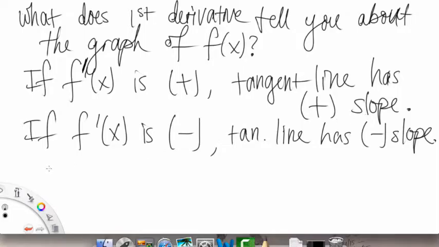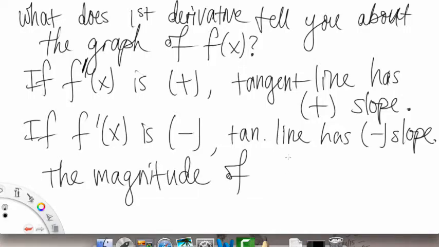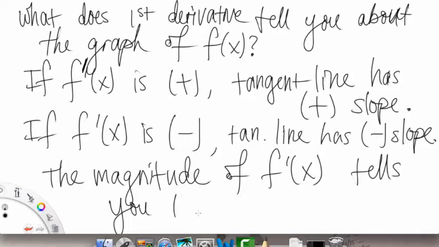Okay, and then what about the magnitude? Like we just studied the sign. I told you if it's positive, the tangent line has positive slope. If the first derivative is negative, the tangent line has a negative slope. But what about the magnitude of it? Like, what if you get a -2 versus a -5? What does that tell you? So the magnitude of f prime of x tells you the steepness of the slope. The steepness.